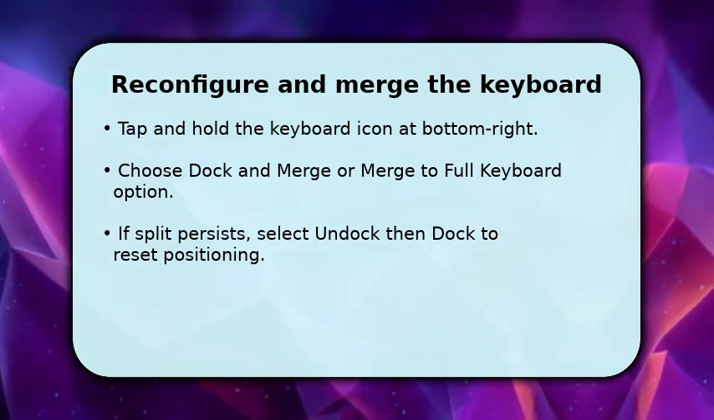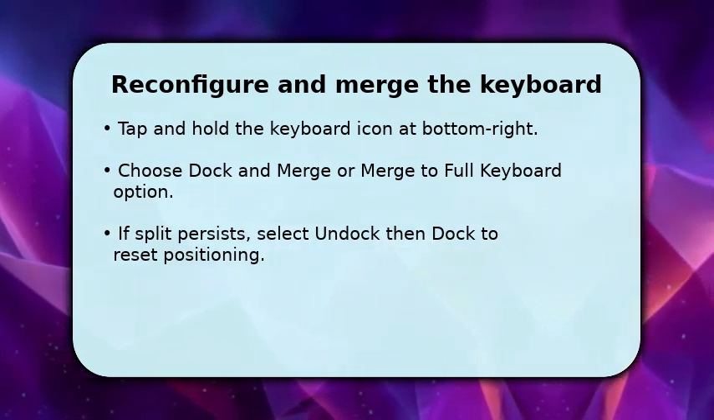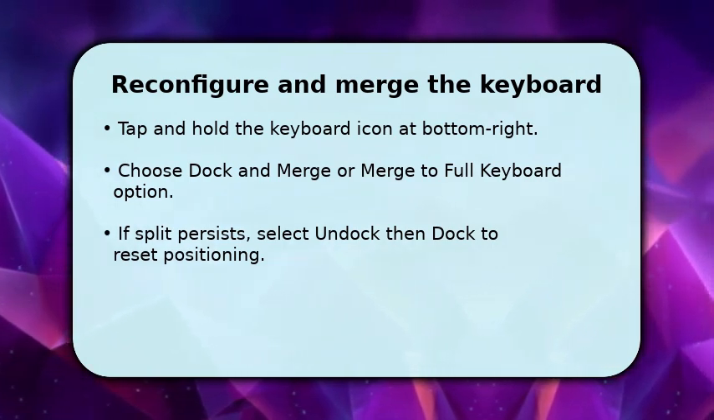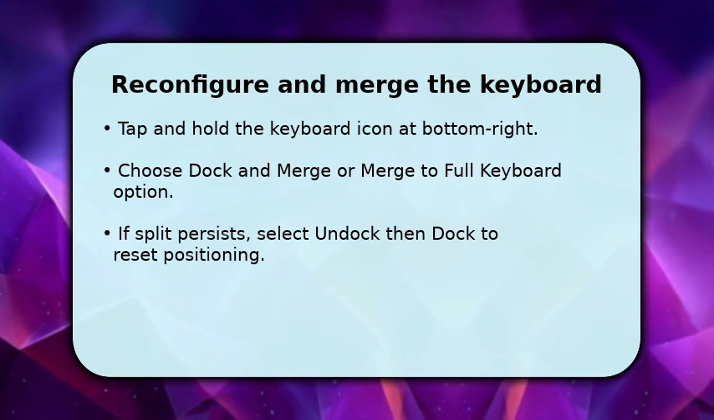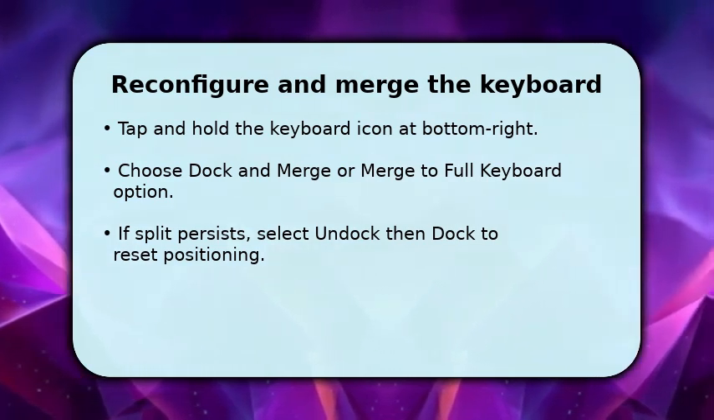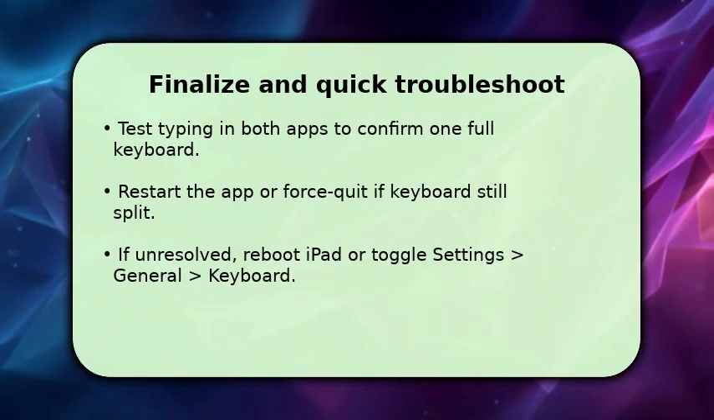If merge isn't visible, first select undock and then dock to force the keyboard back into place. This sequence resets the keyboard layout and tells the system to use a single keyboard instead. Finish by testing typing in both apps to confirm the keyboard is now a single, full layout.